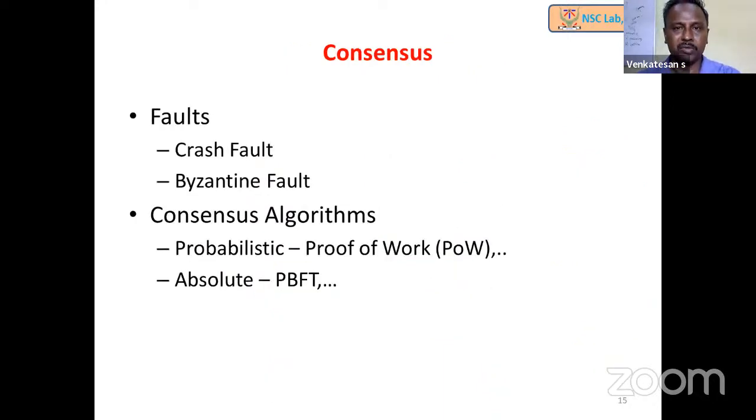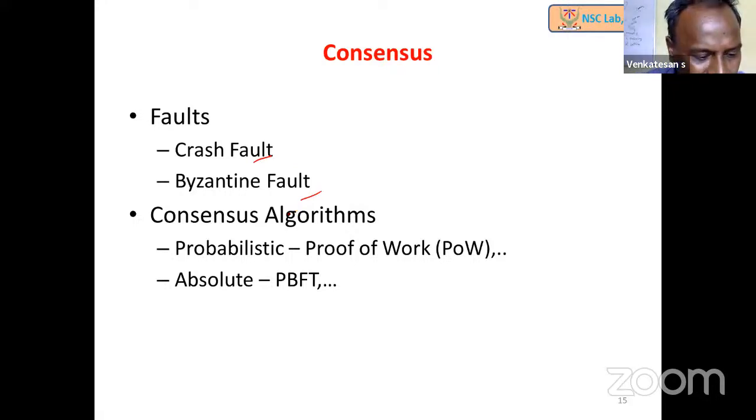So when we talk about consensus, why is it an issue? It is an issue because if somebody misbehaves, we are not in a position to reach consensus. There are two faults we face because of which consensus is an issue. The first one is the crash fault, and the second is the Byzantine fault.